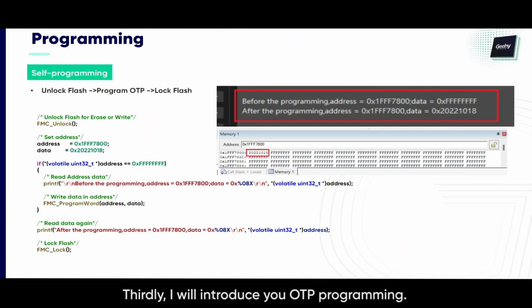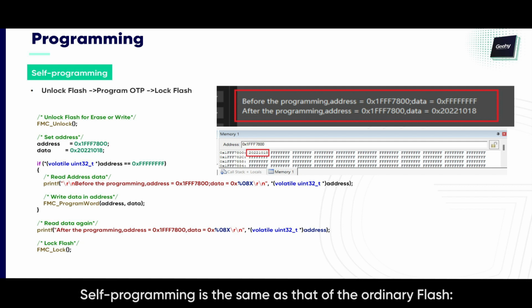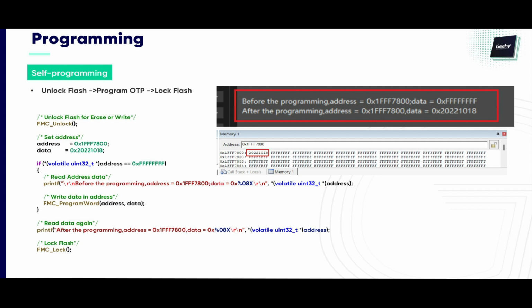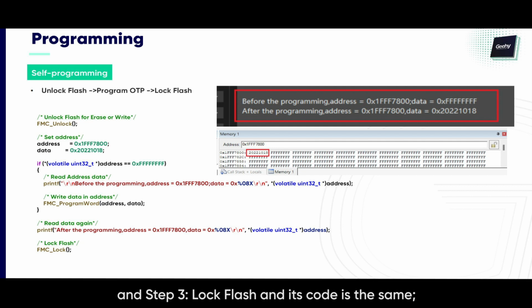Thirdly, I will introduce you to OTP programming. The OTP area can be self-programmed. Self-programming is the same as that of the ordinary flash. Step 1, unlock flash. Step 2, program flash. And step 3, lock flash, and its code is the same.